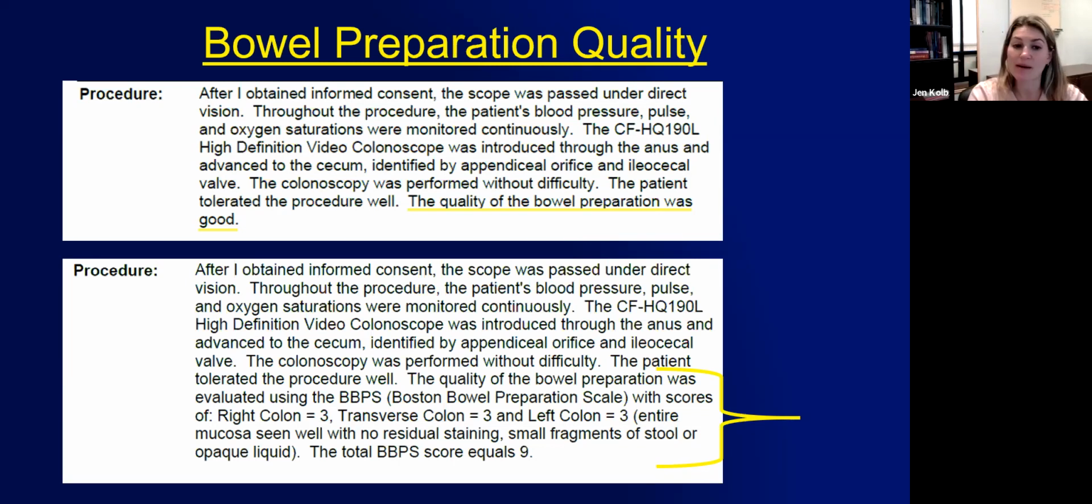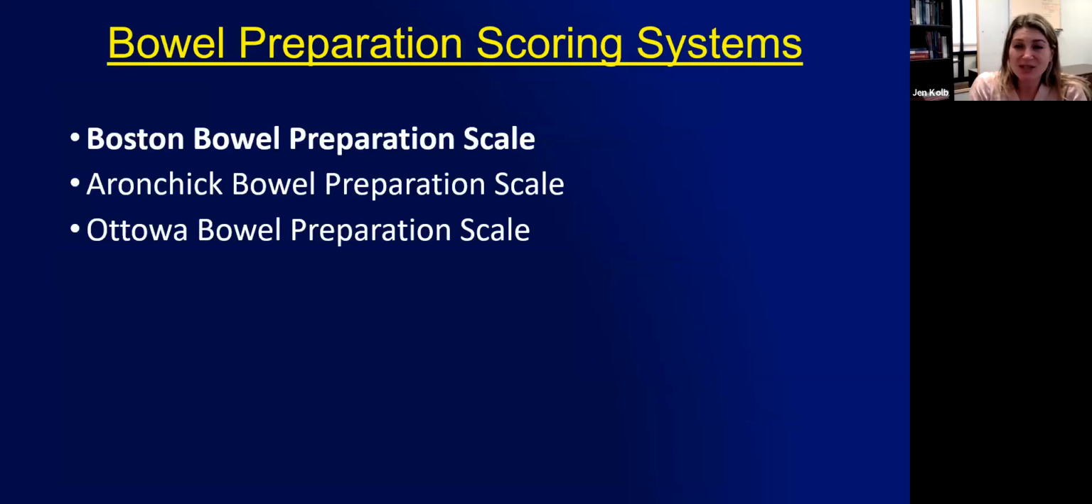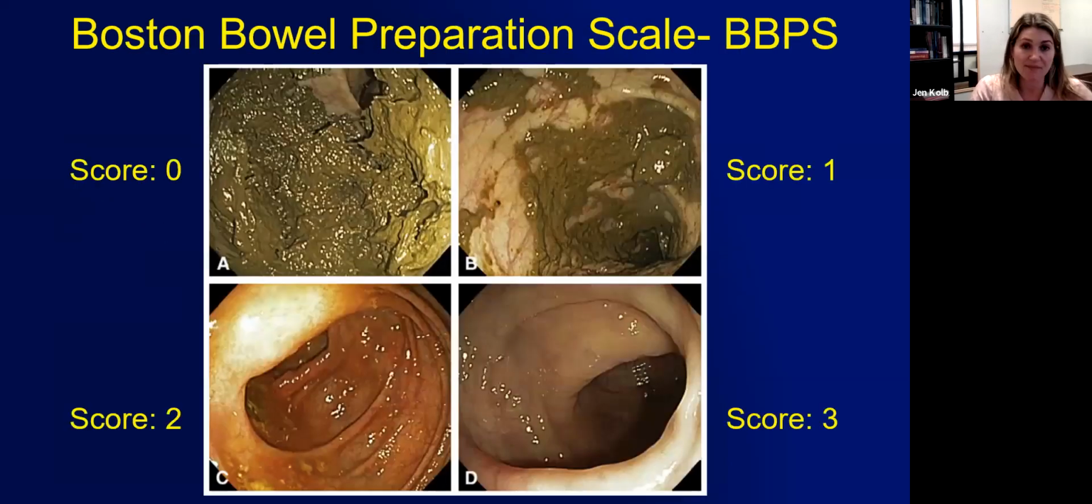The quality of the bowel preparation was evaluated using the Boston Bowel Preparation Scale with scores of 3, 3, and 3 for right colon, transverse, and left colon. And the total score equals 9. The problem is that there are some inconsistencies with how people report the bowel preparation, but really it's okay. There are a lot of different scoring systems, and that's okay. I'll go through the Boston Bowel Preparation Scale because that's one of the more common ones. But there's also Aronchik, the Ottawa, and it may just be saying good.